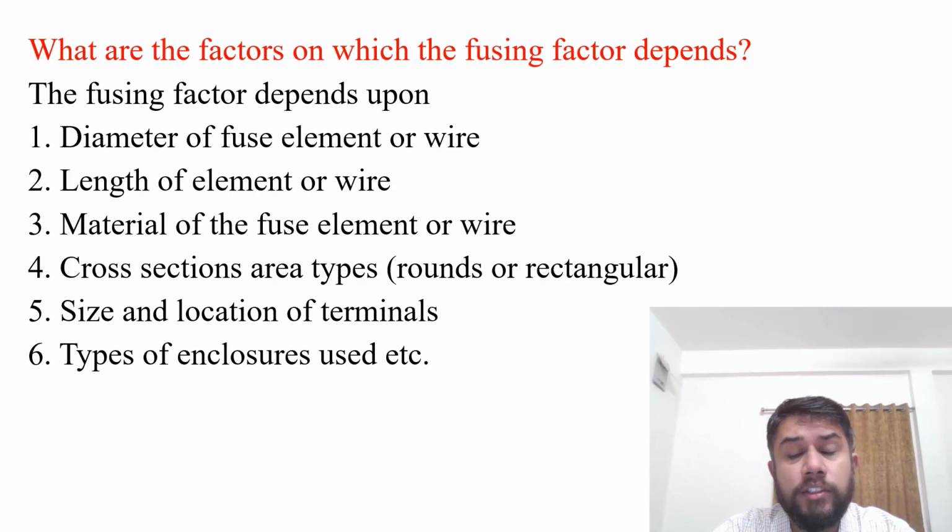What are the factors on which the fusing factor depends? The fusing factor depends upon the diameter of the fuse wire or element, length of the element or the wire, material used for the fusing element or wire, cross-sectional area types means it is round or rectangular, size and location of the terminals, and types of the enclosure used. These are some factors on which the fusing factor depends.